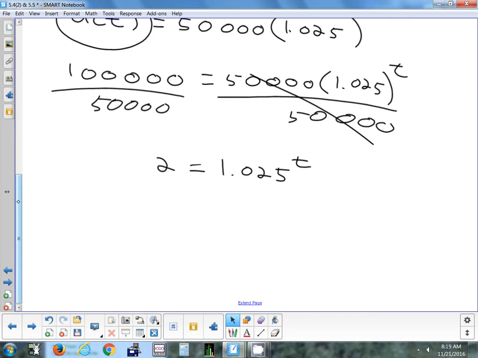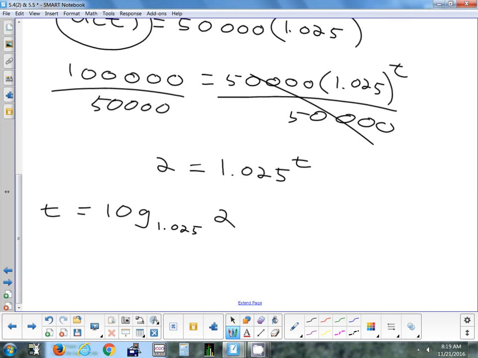All right, so one way we could do that is to change it to log form, as we just discussed. But the problem is the base there is 1.025. So changing it to log form, you would get this: log base 1.025 of 2 equals t. Now, if you know how to type that in, you're all set.